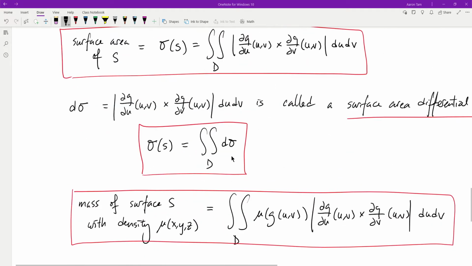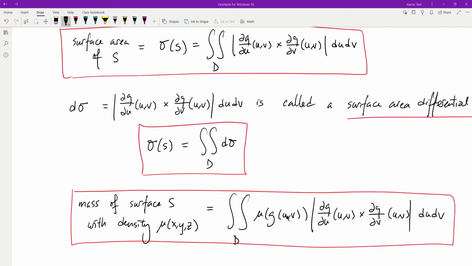And so of course when you integrate the surface area differential, you get the surface area. We also learned that if we have some kind of density of the surface, we can use an integral by simply multiplying the surface area differential with the density and then integrating. That would give us the mass of the surface.